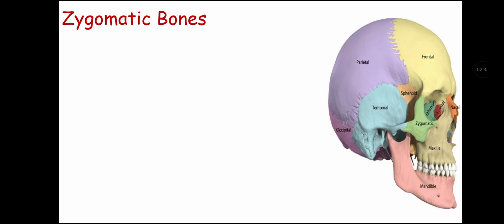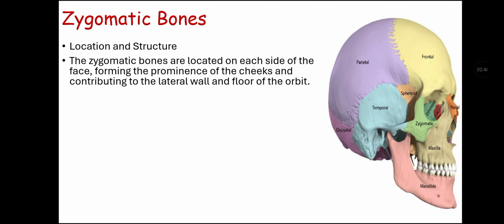Next bone is the zygomatic bone. As you can see here in the diagram, the green colored bone is the zygomatic bone. They are also paired bones, that means there will be 2 zygomatic bones in every skull. Location and structure. Zygomatic bones are located on each side of the face, forming the prominence of the cheeks and contributing to the lateral wall and floor of the orbit.